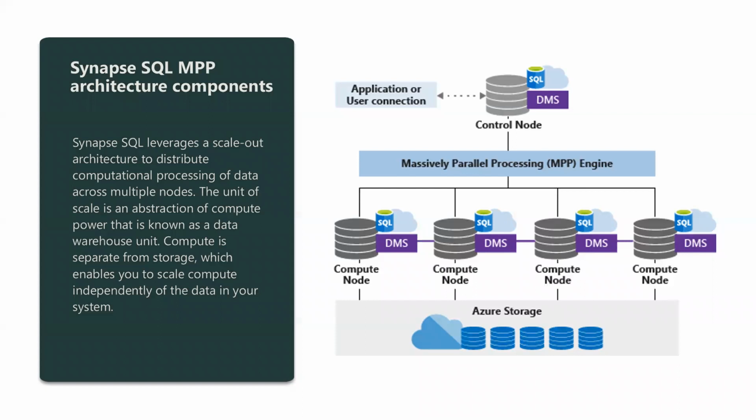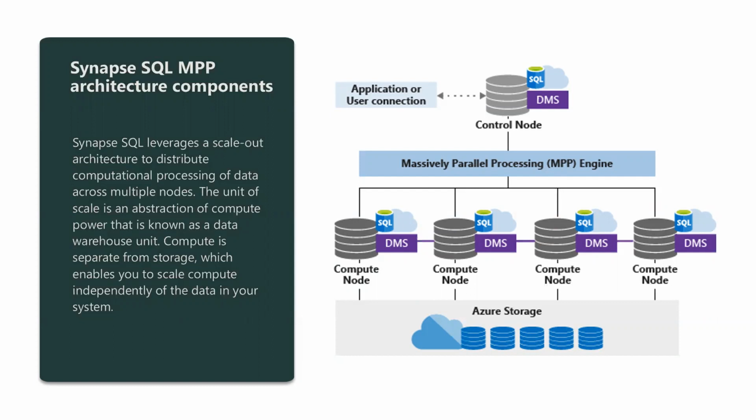Let's talk about Synapse SQL MPP architecture components. Synapse SQL leverages a scale-out architecture to distribute computational processing of data across multiple nodes. The unit of scale is an abstraction of compute power that is known as data warehouse unit. Compute is separate from storage, which enables you to scale compute independently of the data in your system.